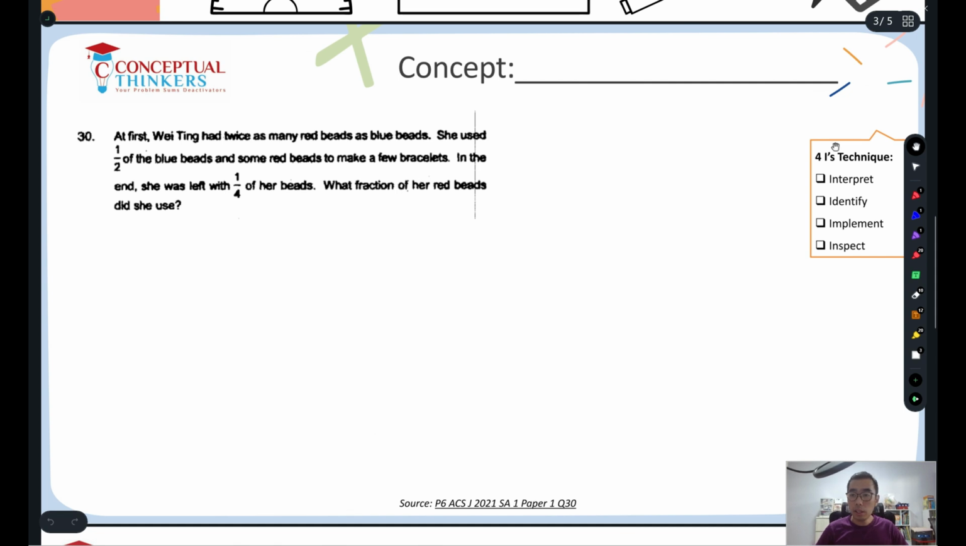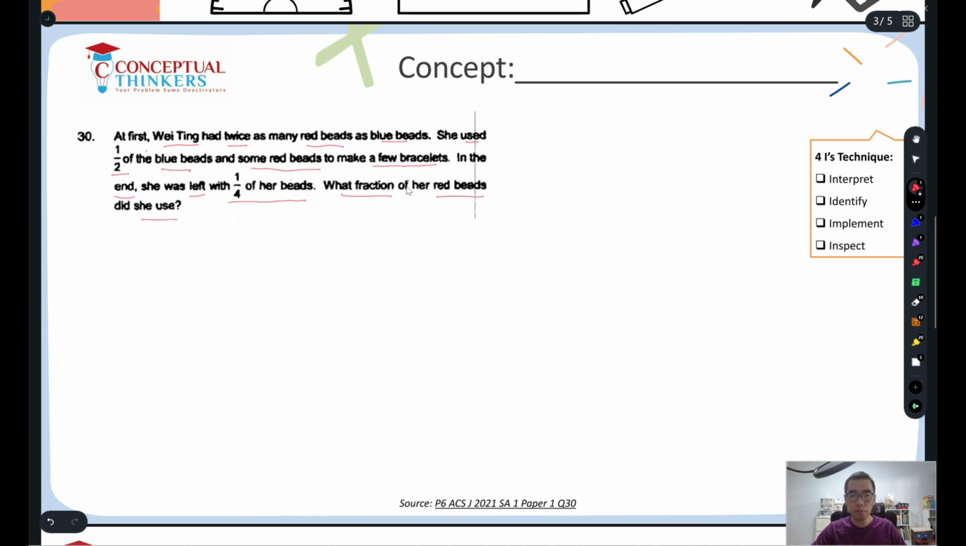Okay, so first let us interpret the question. At first, Wei Ting had twice as many red beads as blue beads. Now she used half of the blue beads and some red beads to make a few bracelets. In the end, she was left with 1/4 of her beads. So what fraction of her red beads did she use? The answer must be in terms of a fraction.